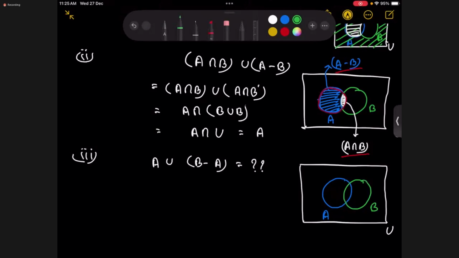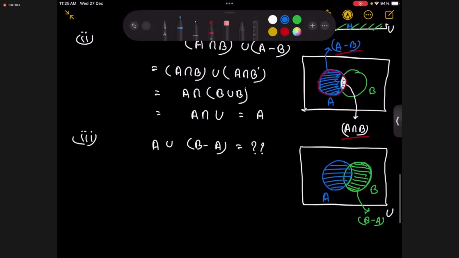What about B minus A? This is B minus A. And what about our A? A is the blue lines. And we know that this set is A. So what about A union (B minus A)? We can clearly see this set is nothing but the white portion, right?